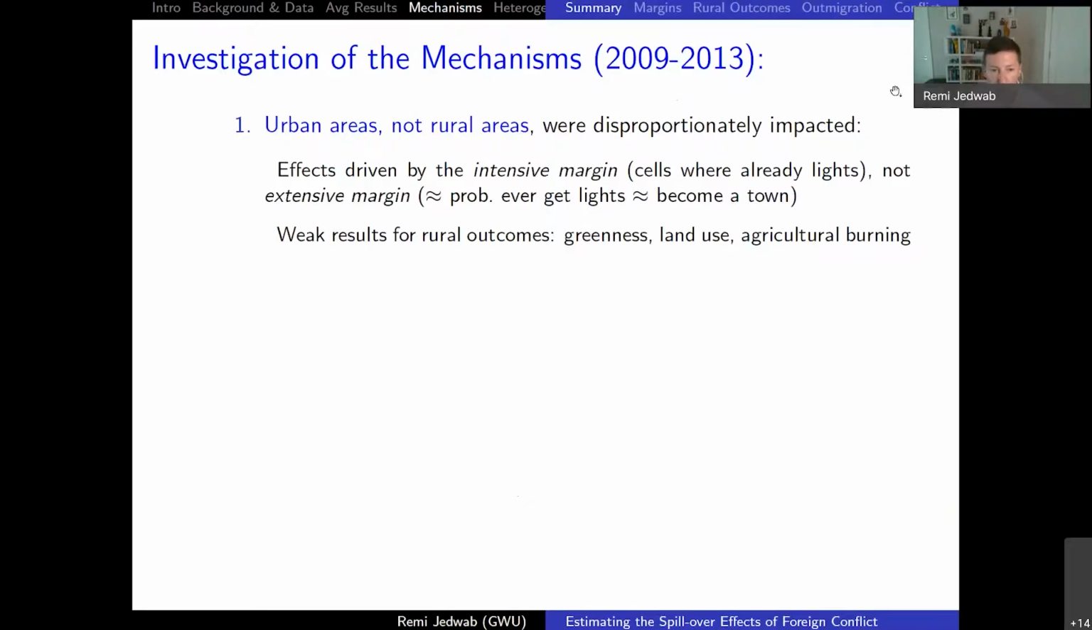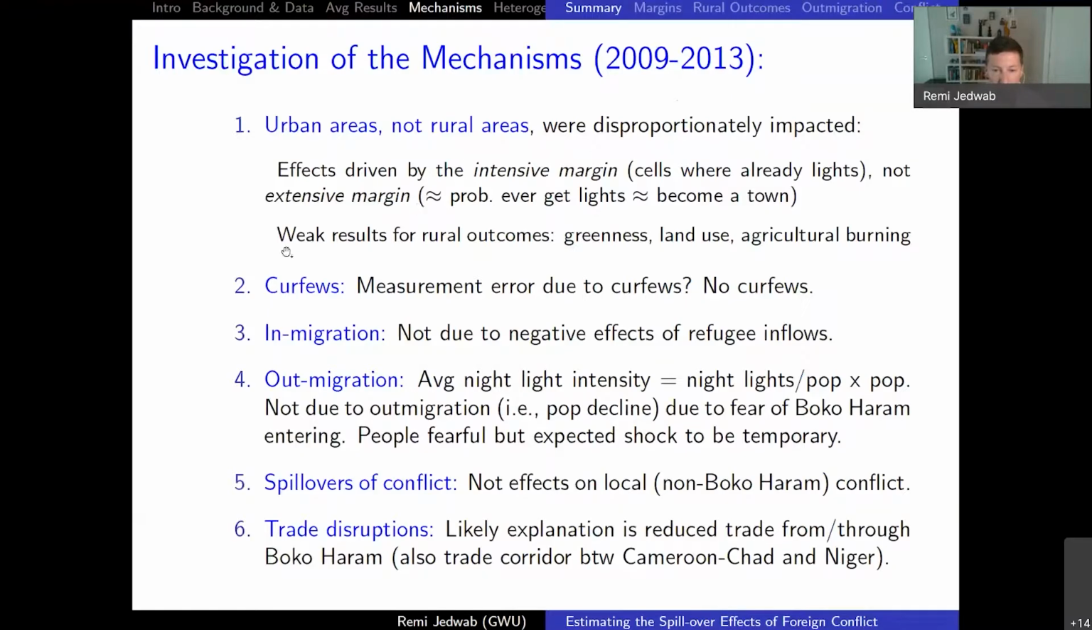Okay. Then if it's an urban shock, why do you have this effect in cities? Is it due to curfews? No, there were no curfews at the time. Is it due to refugees coming from Nigeria to the cities and any negative impact of that? We don't find that this is the case. Could it be that people were really afraid of Boko Haram, although Boko Haram was in a neighboring country, and as a result, they left? So Boko Haram had no impact on income, but people were scared, people leave. We do some of this analysis. We don't find that you have out-migration. Actually, what's interesting is people are fearful, but they expected the shock to be temporary. The first 5 years, they're like, okay, the government of Nigeria is going to do something.